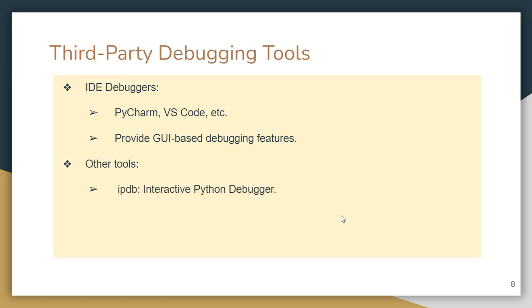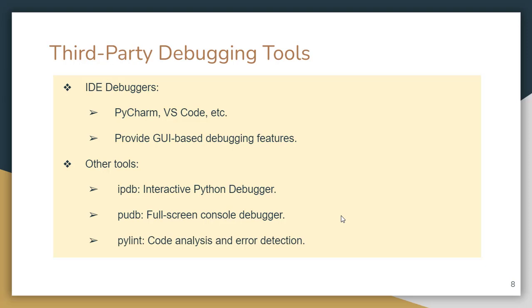Other tools: IPDB, that is, Interactive Python Debugger. PUDB, this is a full-screen console-based debugger. Pylint, this is used for code analysis and error detection.